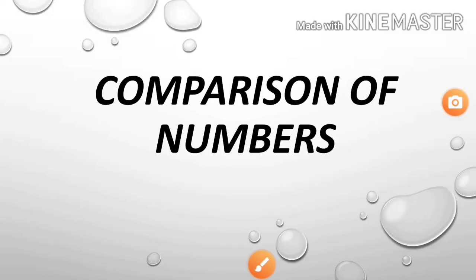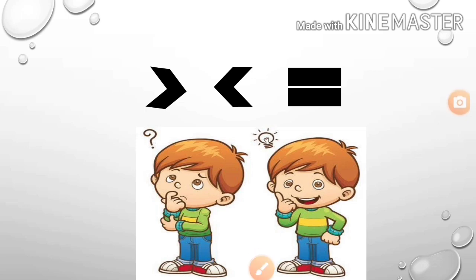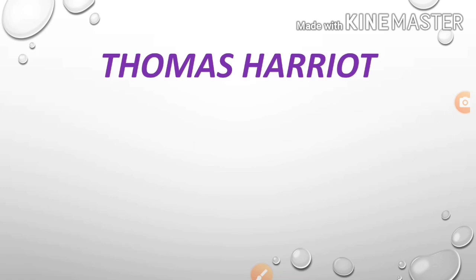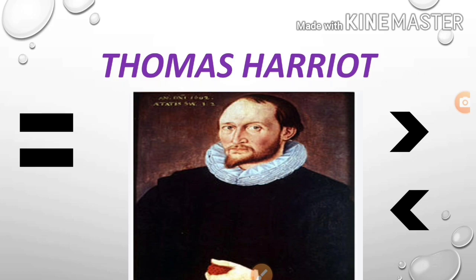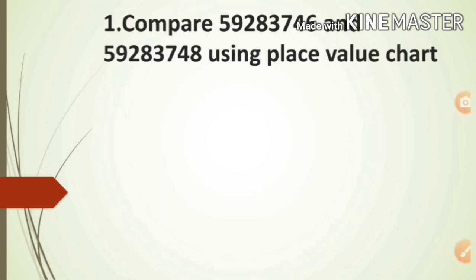Comparison of numbers. Students, do you know who introduced these comparison signs? It was introduced by Thomas Harriot. This is Thomas Harriot, who introduced the greater than symbol, less than symbol and equal to symbol. Now we are going to compare two numbers using the place value chart.